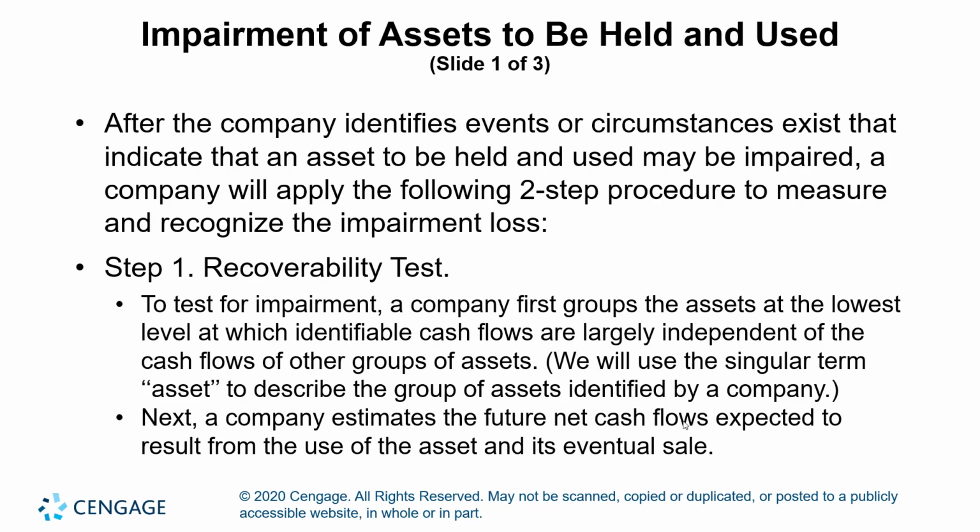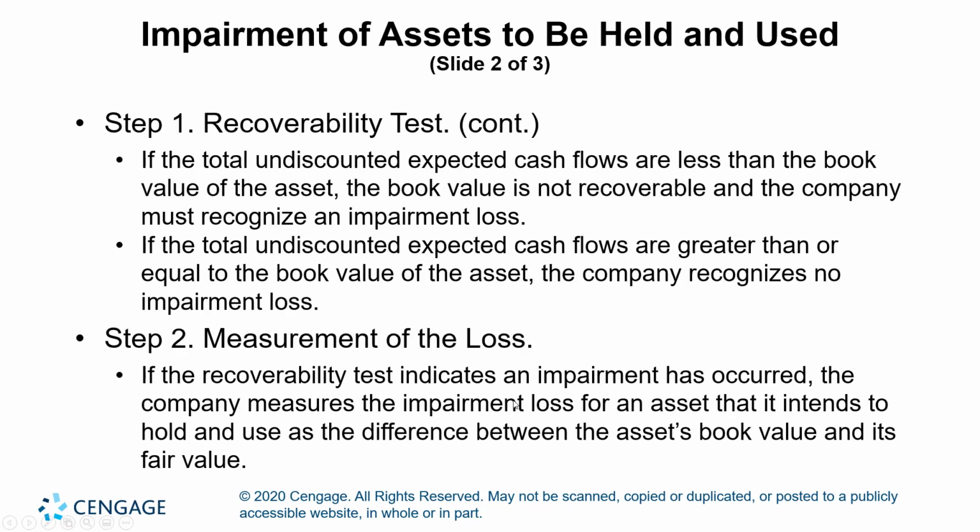So the measurement of the impairment loss is step 2. If the recoverability test indicates an impairment has occurred, the company measures the impairment loss for an asset that it intends to hold and use as the difference between the book value and its fair value. The fair value is the amount at which the asset can be sold in an orderly transaction between market participants. If quoted market prices aren't available, fair value is measured at the present value of expected future cash flows.